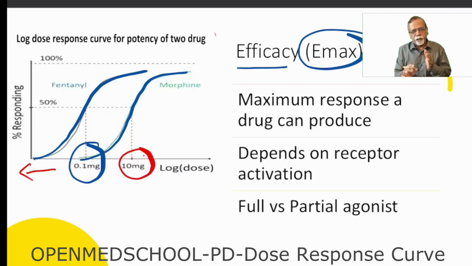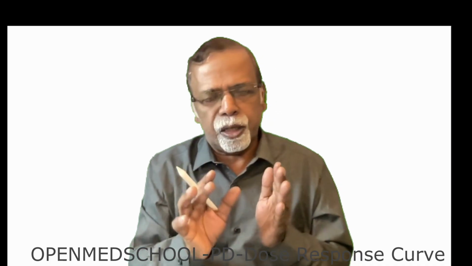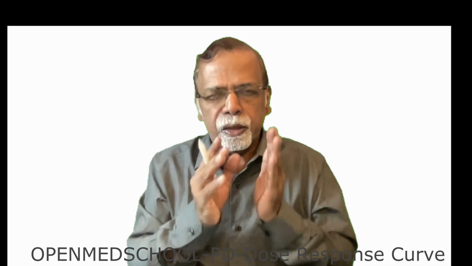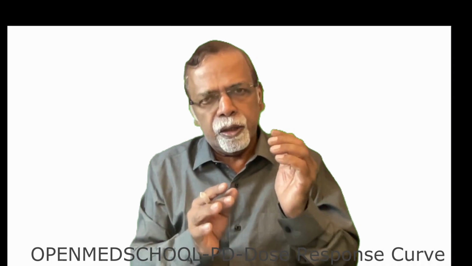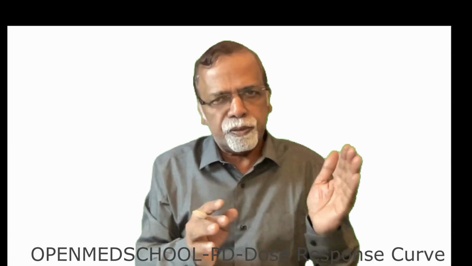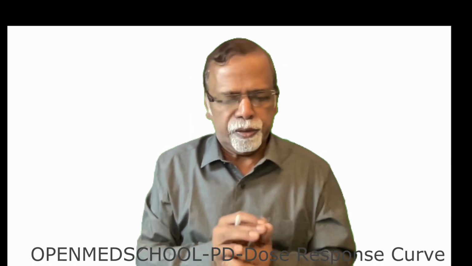Don't confuse it with the efficacy. Efficacy is the response. Emax determines the efficacy. Hope these 2 points are clear. Efficacy is the maximum response, and potency is the dose. The smaller the ED50, or the smaller the dose required to produce the desired effect, the more potent the drug. If the graph is towards the left side, it is a more potent drug.